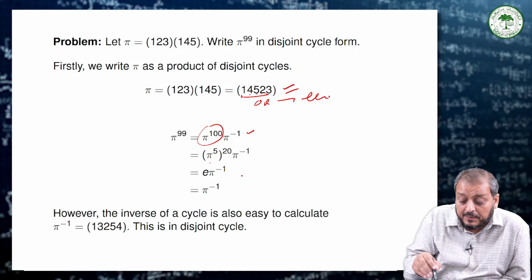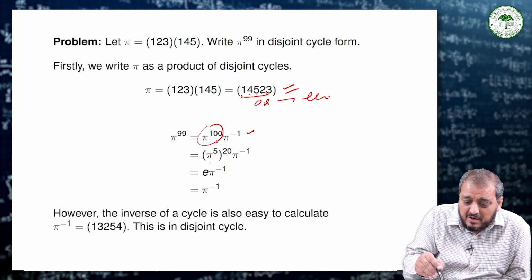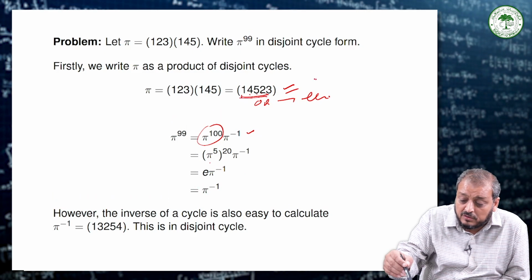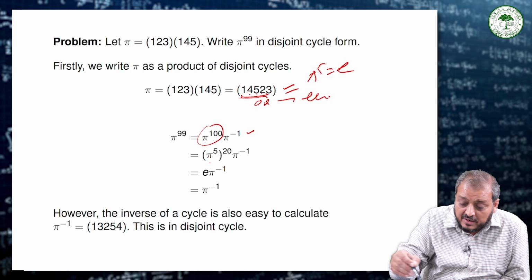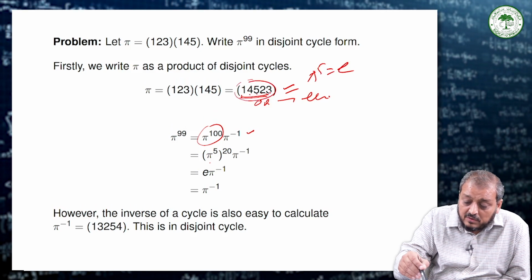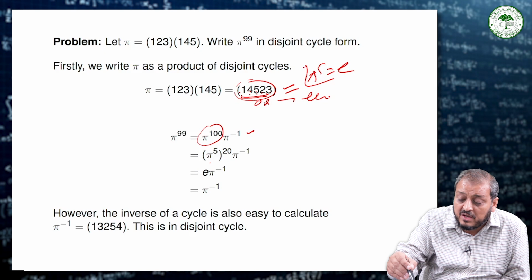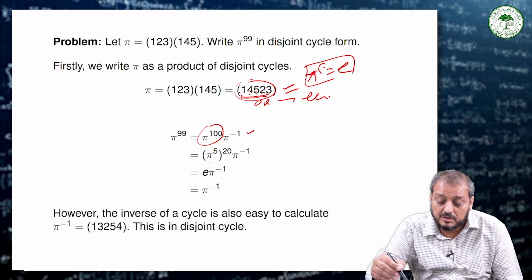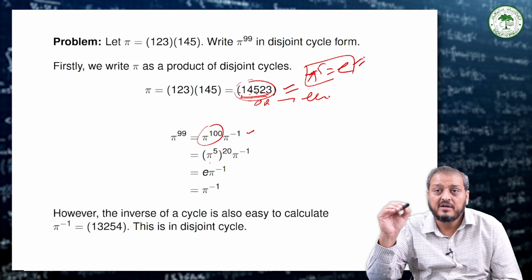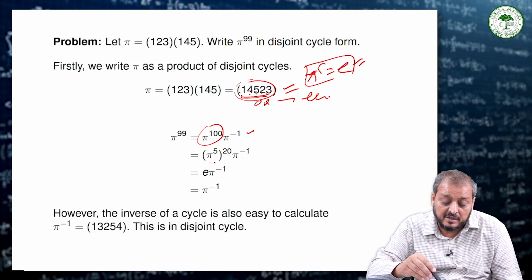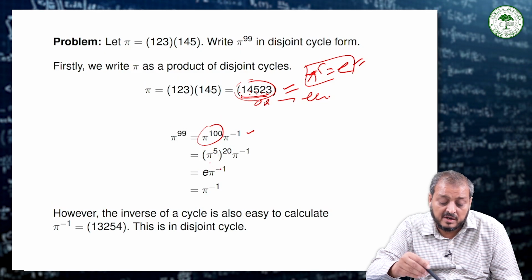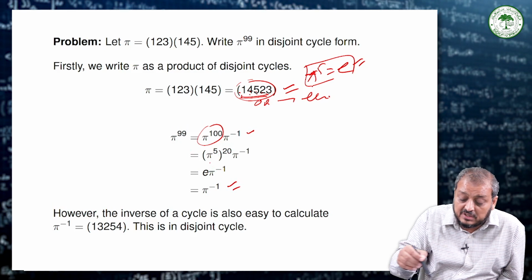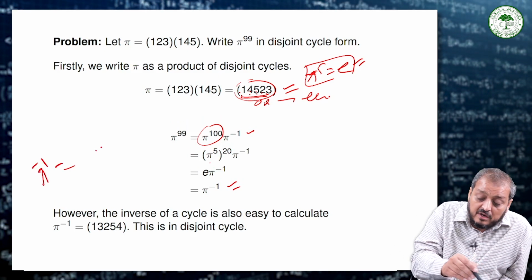This order is equal to 5. So pi to the power 5 is equal to the identity, because there is a 5-cycle, order is equal to 5. This means pi to the power 5 is the identity, and any power of the identity is the identity, so pi to the power 99 is equal to pi inverse, and pi inverse we can easily calculate from here.